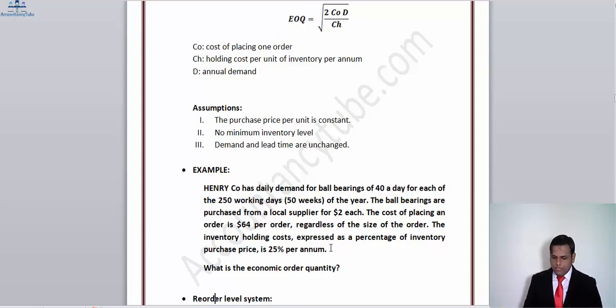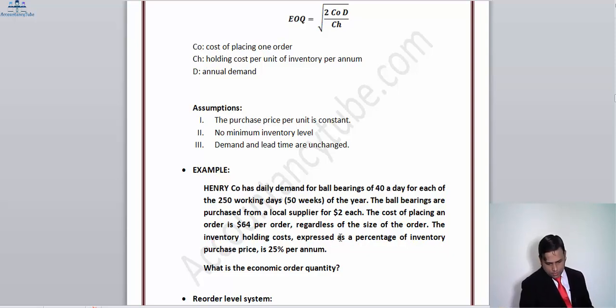Now there's an example here as well in relation to economic order quantity. Handico has a daily demand for ball bearings of 40 a day for each of the 250 working days, that is 50 weeks. The ball bearings are purchased from a local supplier for $2 each, that is our purchasing cost. The cost of placing one order is $64, that is our ordering cost. Regardless of the size of the order, the inventory holding cost, expressed as a percentage of the inventory purchasing price, is 25% per annum. What is the economic order quantity?